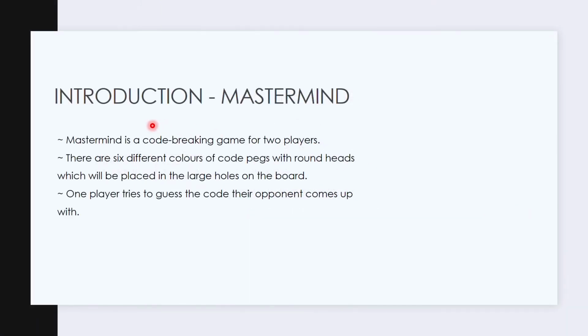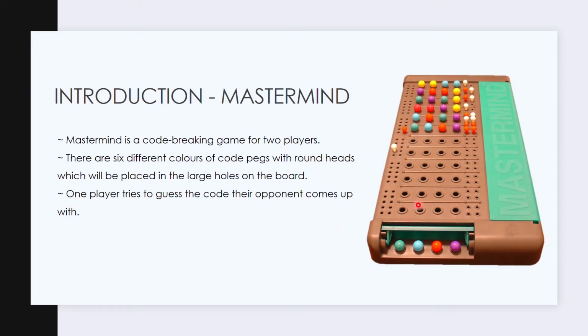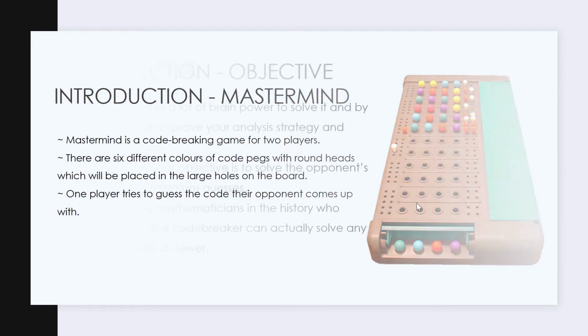Firstly, let me introduce what is Mastermind to you. Mastermind is a code-breaking game for 2 players. Bulls and Cows is the old version of this game which only consists of numbers played using paper and pens. There are 6 different colors of code packs with round heads which will be placed in the large holes on the board. One player tries to guess the code their opponent comes up with, and this is a model of the Mastermind board game in real life.